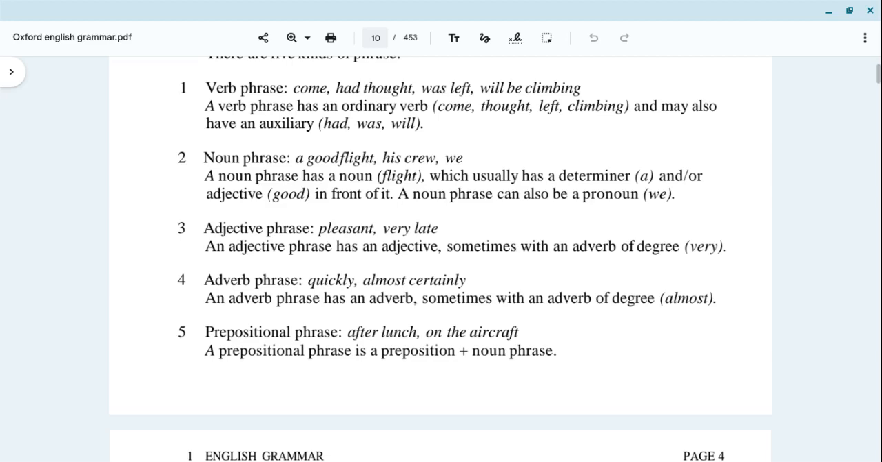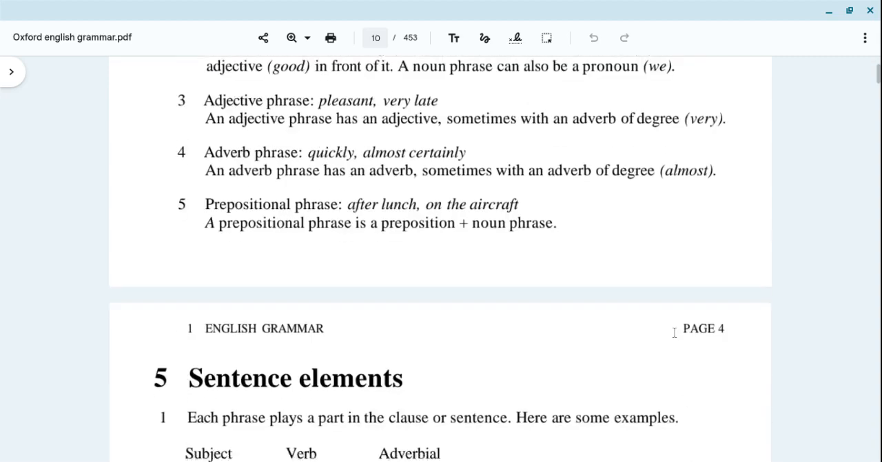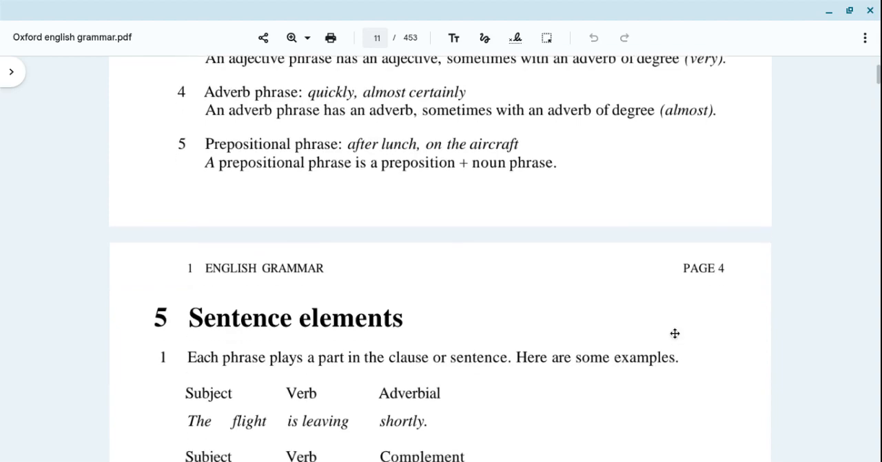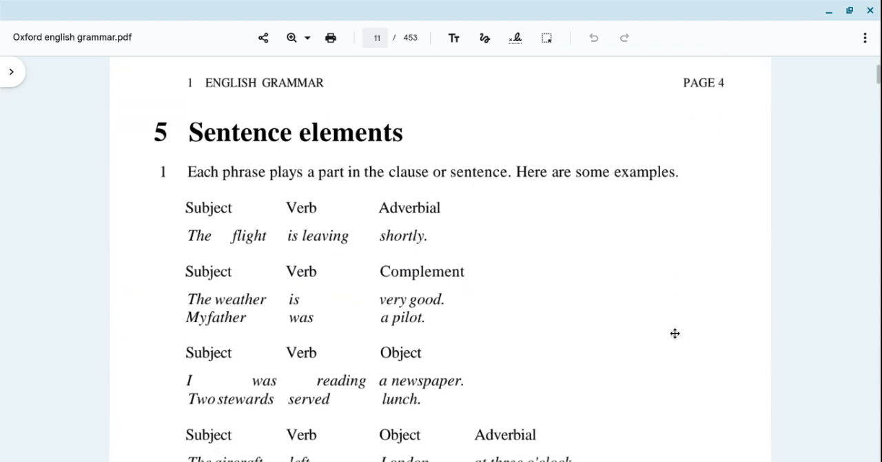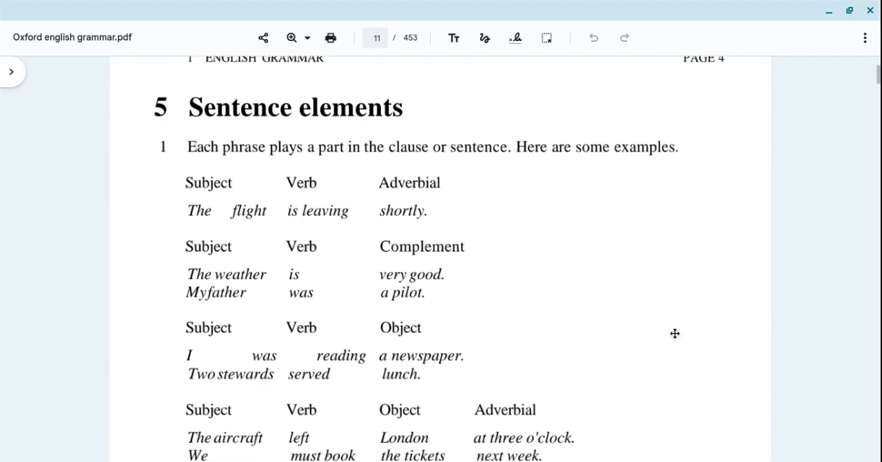Number 5, prepositional phrase: after lunch, on the aircraft. A prepositional phrase is a preposition plus a noun phrase. Okay, very good. Sentence elements: each phrase plays a part in the clause or sentence.